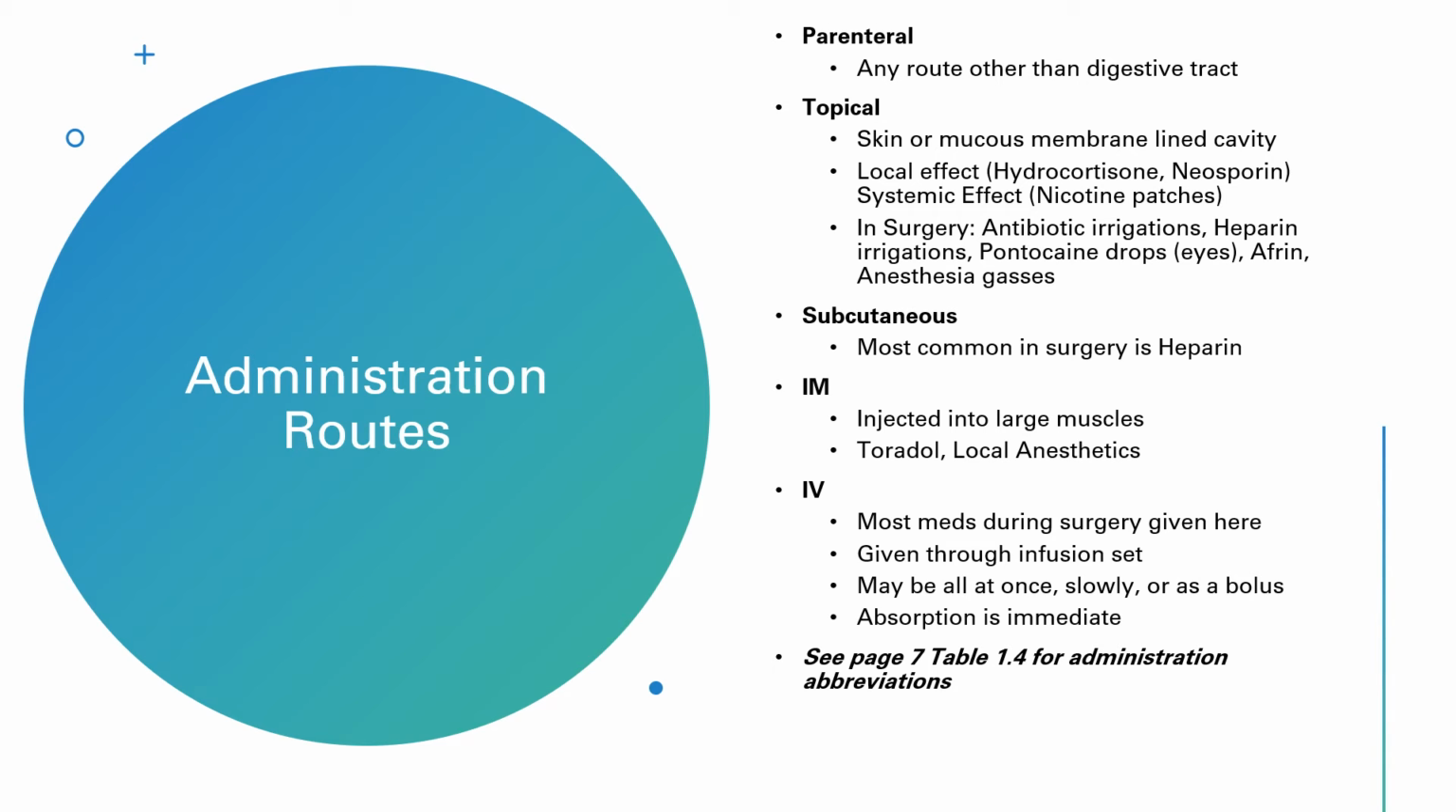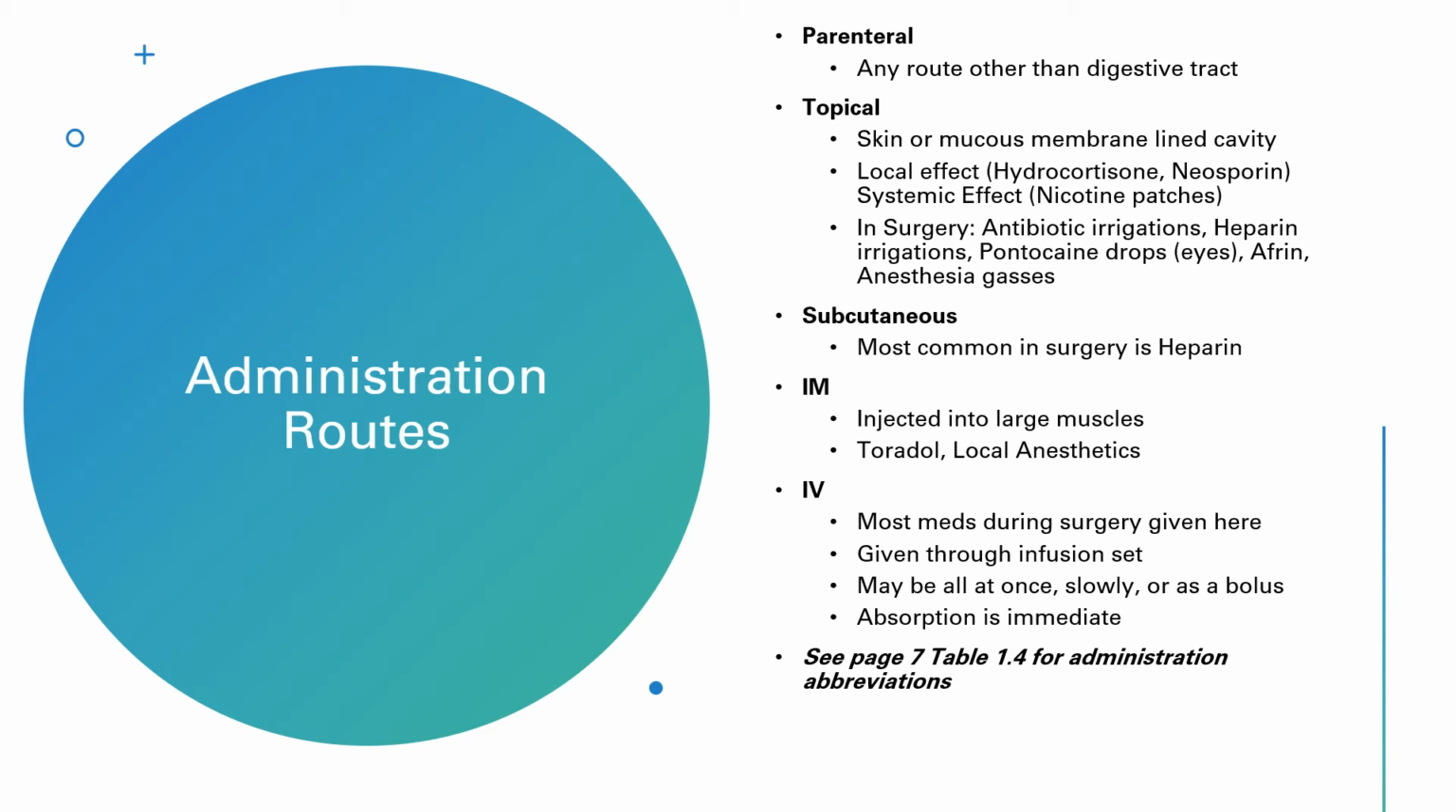And then we have IV. So this is the most common and most widely used parenteral route in surgery. Okay, it's given through the vein. A small catheter is inserted into the vein pre-op, and it's connected to some tubing called an infusion set. Okay, that set's connected to a bag of fluid for administration, usually saline. And then the drugs are injected through port sites along that tubing.